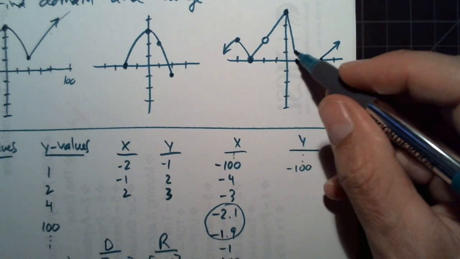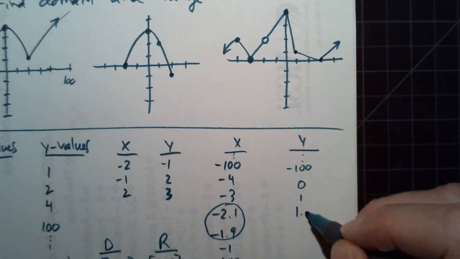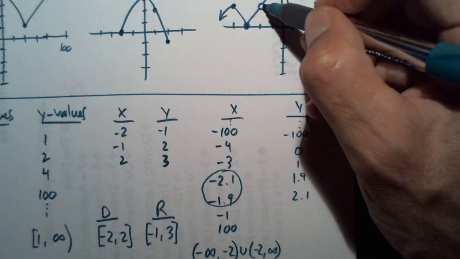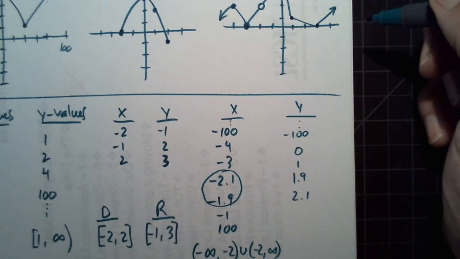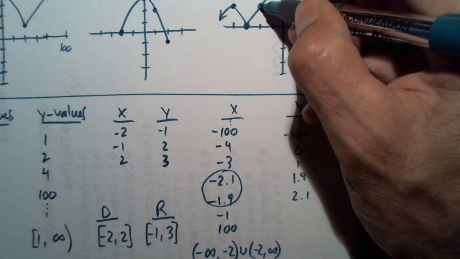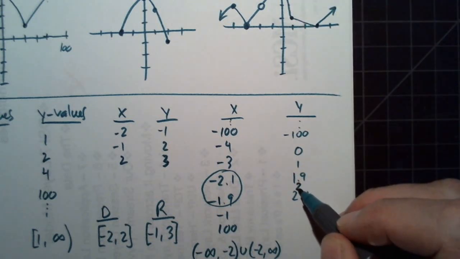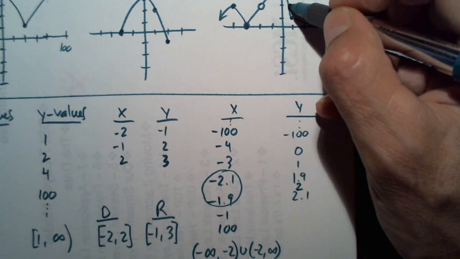All the way up, we have 0, 1, but we don't have 2. We have 1.9, 2.1. Again, here we have a problem at 2. There's a missing value. But just because that's a missing value doesn't mean we don't have this y value. So we don't have to worry about leaving 2 out of the range. 2 is in the range.